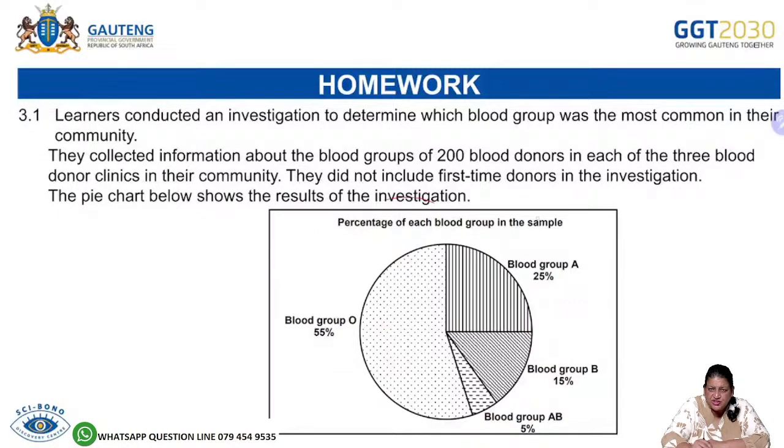You can see this is a pie chart. It has sectors, it has labels, it also has a heading, percentage of each blood group in the sample. And remember, what's the total sample now? Not 200, because they took 200 per clinic. So altogether it was 600. Don't think it is 200 donors of each blood group. It is 200 donors per clinic. So now you have blood group O at 55%, blood group A 25%, and you can see the smallest blood group there was blood group AB. Now let's look at the questions that follow.